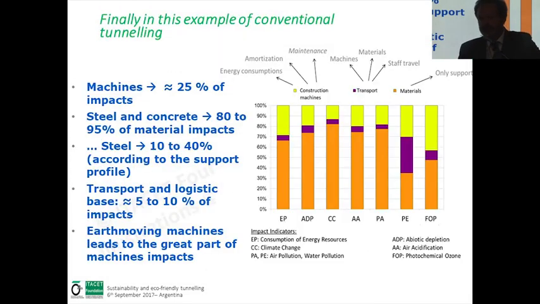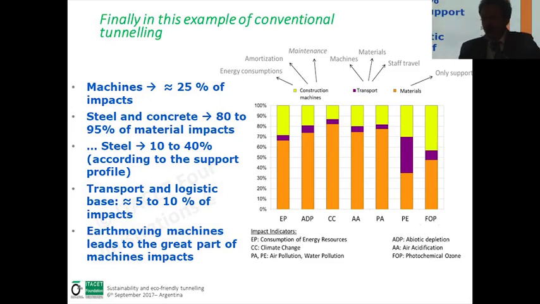To conclude on my example of conventional tunneling, in this case, we can see at the bottom the impact indicators. EP, the first one, is for example consumption of energy resources. CC is climate change. So we have 7 indicators. And then the comparison of the machines, the materials and transport. For example, the first column, which is consumption of energy resources.